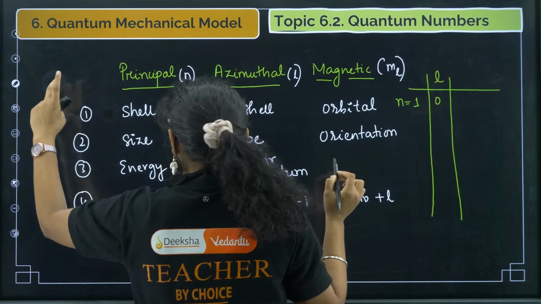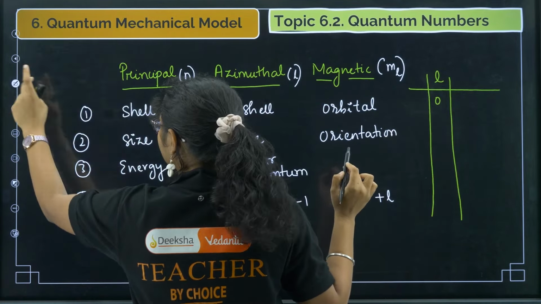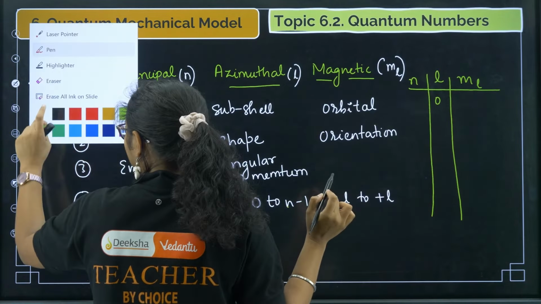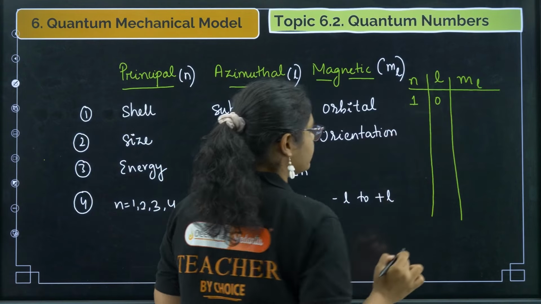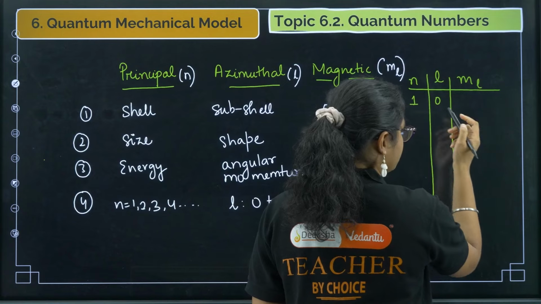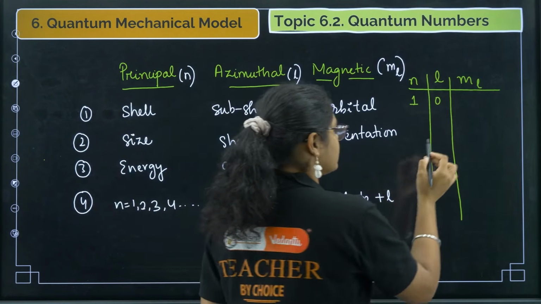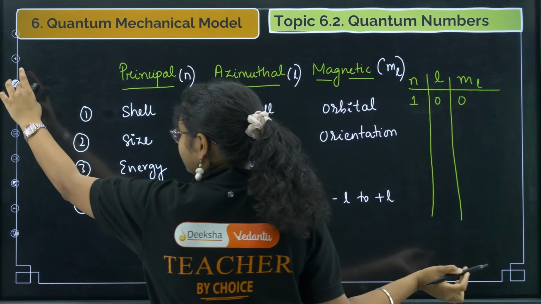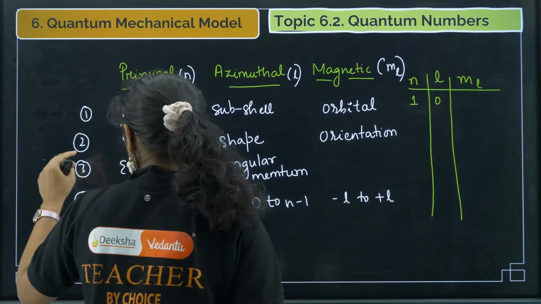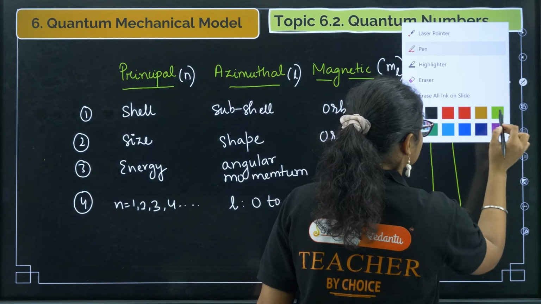I'll write it like this. We have here n, L and ML. For n equal to 1, the L value is 0. And ML values will be minus L to plus L, right? That means minus 0 to plus 0, and that is also 0 here. So the magnetic quantum number will also be equal to 0 here.